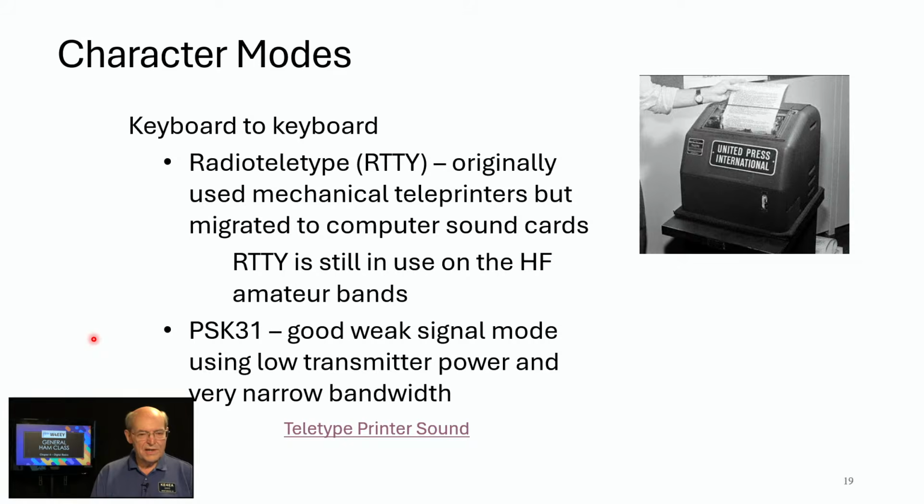Each character I type appears on the opposite side as I'm typing those characters. So this is considered a keyboard-to-keyboard mode. Radio teletype falls into that category. And it originally used mechanical teleprinters. And some hams, when these started coming available on the surplus market, interfaced them to some electronics to talk to a radio transmitter and receiver, and were able to press them into service in the amateur radio area.